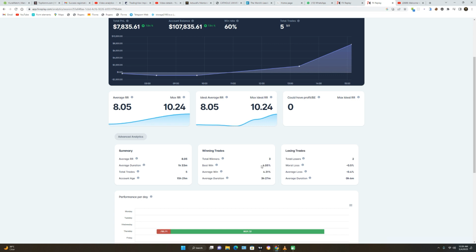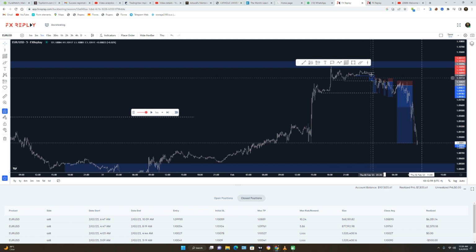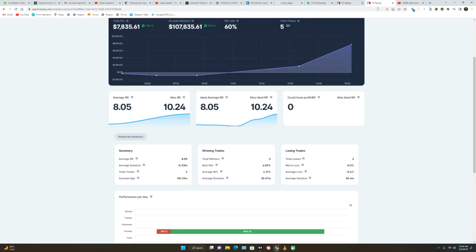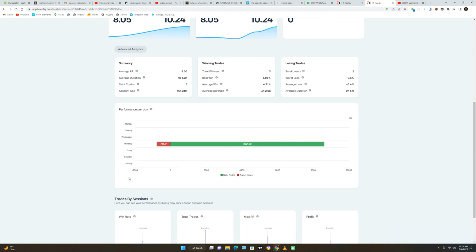Best wins. Oh, maybe account age is based on the backtest, because we started here. I don't know if this is up to 15 hours. Is it? I think, yeah, it was here. Yeah, 15 hours. Okay. So it's the backtest time that you took that is giving the account age. Okay. So if I go down here, this is the performance of the day.